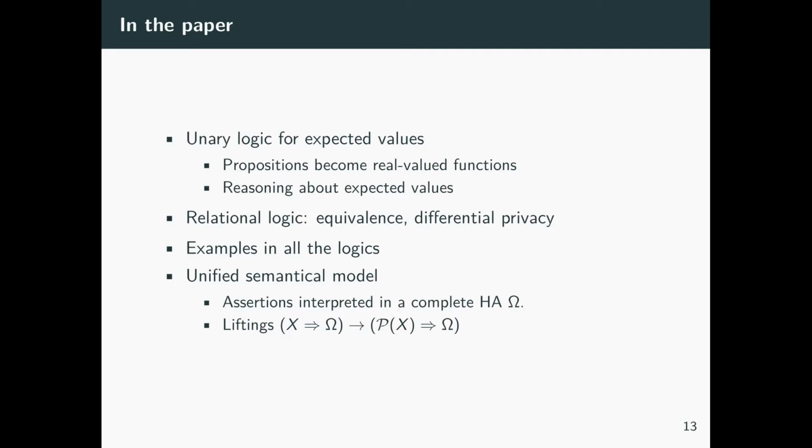The only thing we need to change is that assertions become instead real-valued functions, and the logic will reason about their expected values. This generalization works because the logic can be interpreted in any complete Heyting algebra, such as the positive reals. We also present a relational logic that uses probabilistic couplings to reason about relations between programs. These logics are all illustrated with examples.